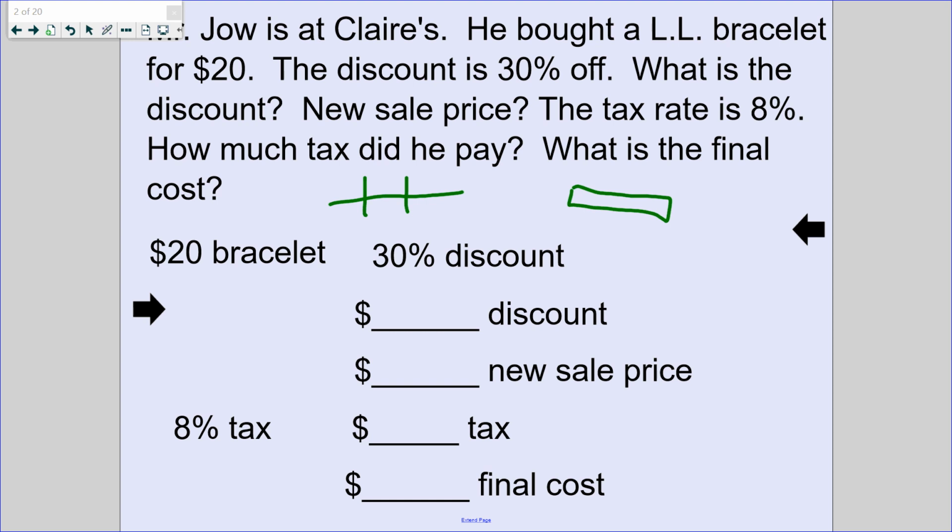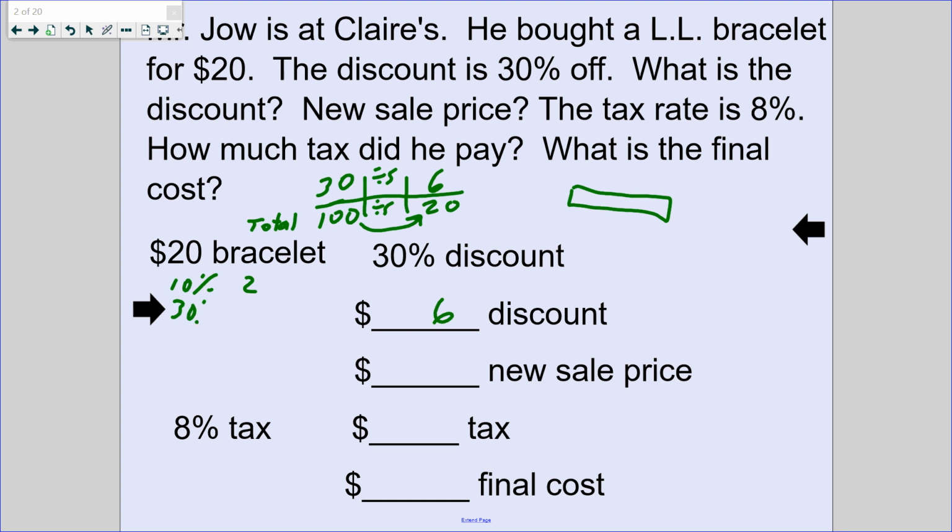If you're going to solve it using a table, how would you write 30% as a fraction? 30 out of 100. The bottom represents the total. So the total price of the bracelet is $20. How do you break down $100 to $20? Divide by 5, divide by 5. So $6 discount.